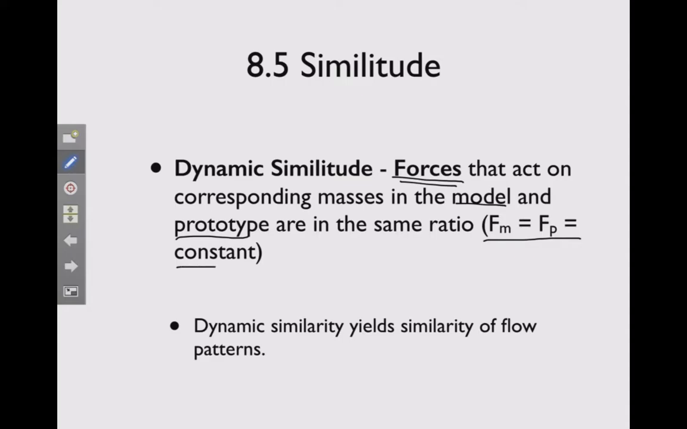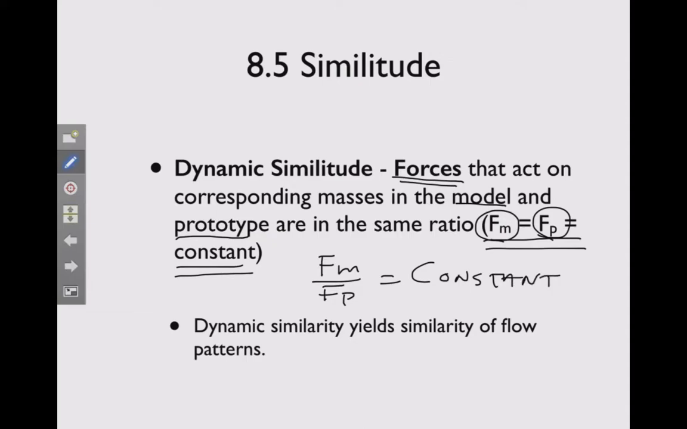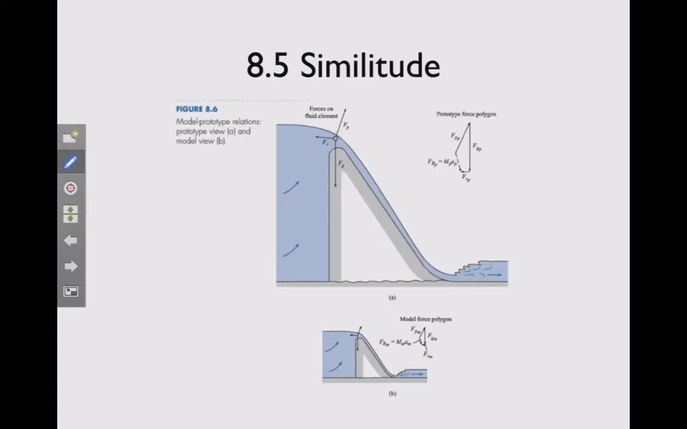ratio. So this is a key point, that the force on the model is going to equal the force on the prototype, and if we divide through by this, the force on the prototype is going to equal a constant. So it's forces that we're dealing with here. Dynamic similarity yields similarity of flow patterns, as long as the dimensionless numbers work out, and we'll talk about that next.